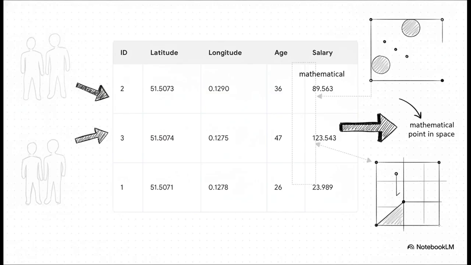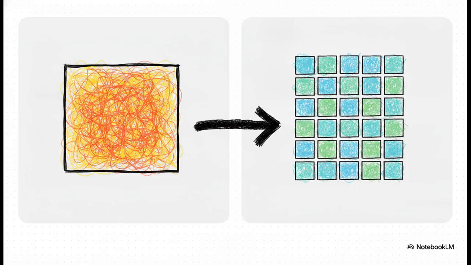This conversion is absolutely crucial. To feed this into a machine learning algorithm, we have to strip away the human context and represent each individual as a pure mathematical point in space. And that actually brings us to the foundational vocabulary of this math. A vector is really just that single data point, a d-dimensional array of real numbers. So in that HR table we just looked at, one employee's entire profile, that's a single vector. A matrix, on the other hand, is a structured collection of those vectors, basically the entire HR database.